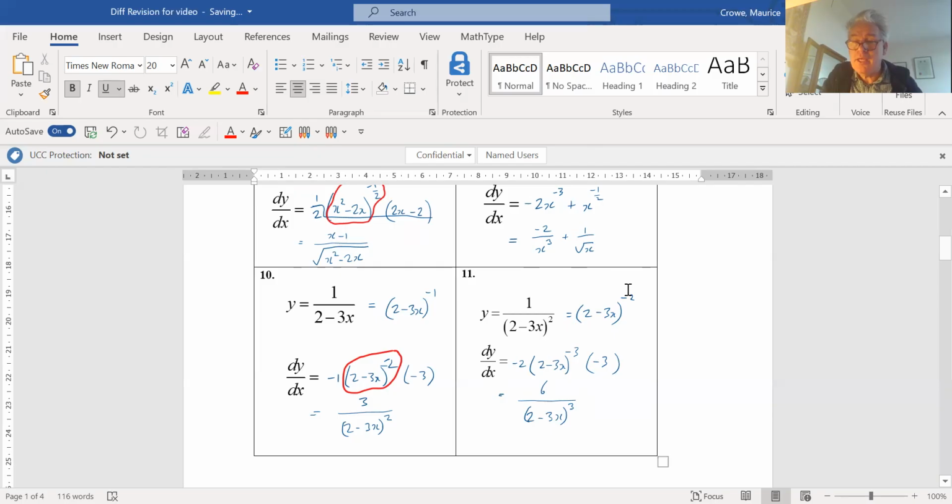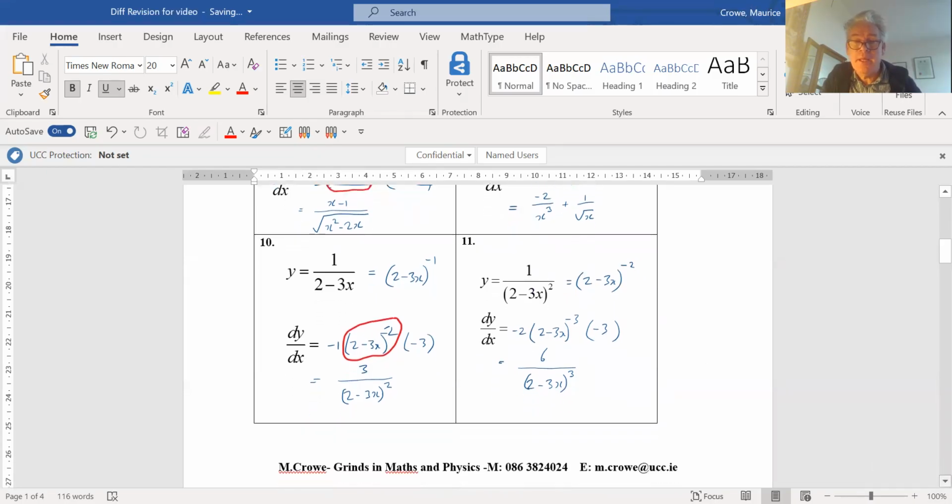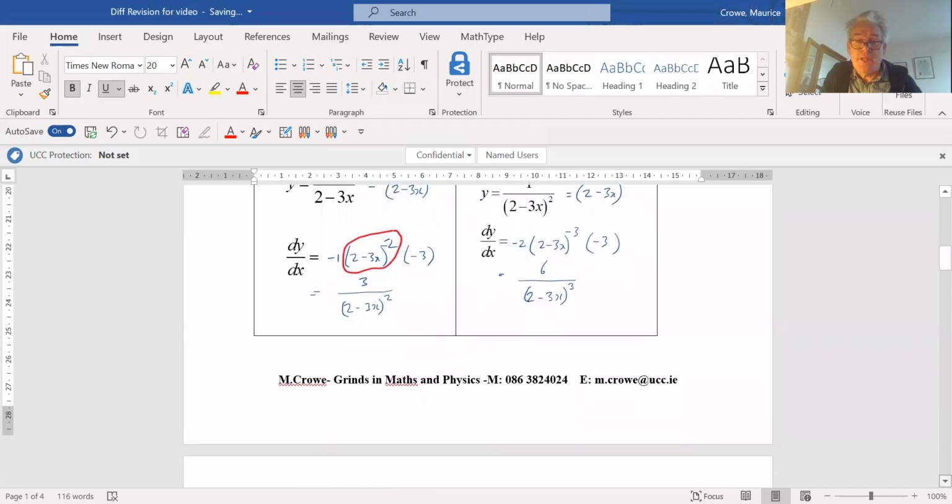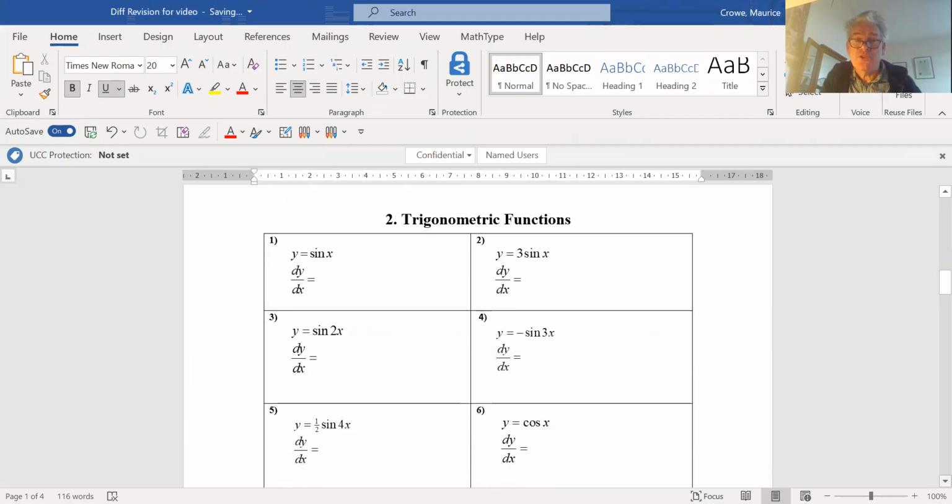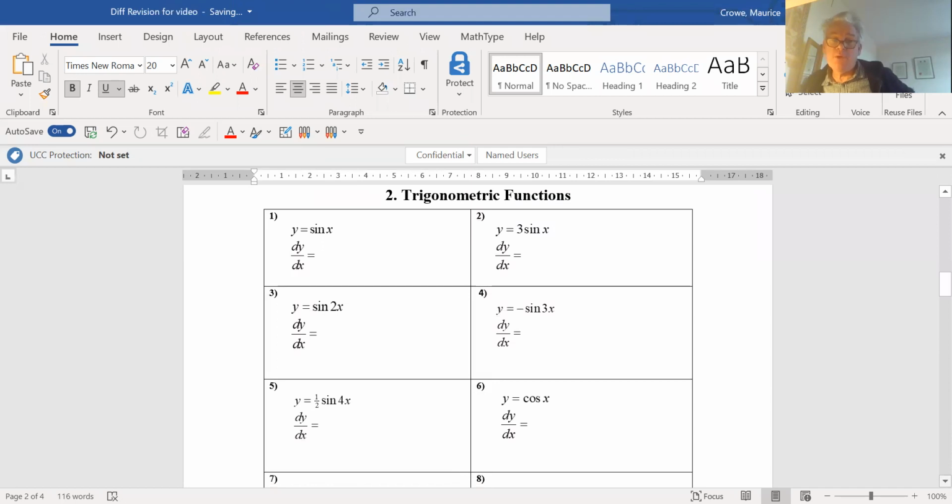Very nice, okay? And we move down here then onto the next section then, trigonometric functions, okay? Now the fun begins, lads, okay? Now sine x then goes to, as everybody knows, cos x. You were just about to say that. And 3 sine x will go to 3 cos x. Right, sine 2x will go to cos 2x.